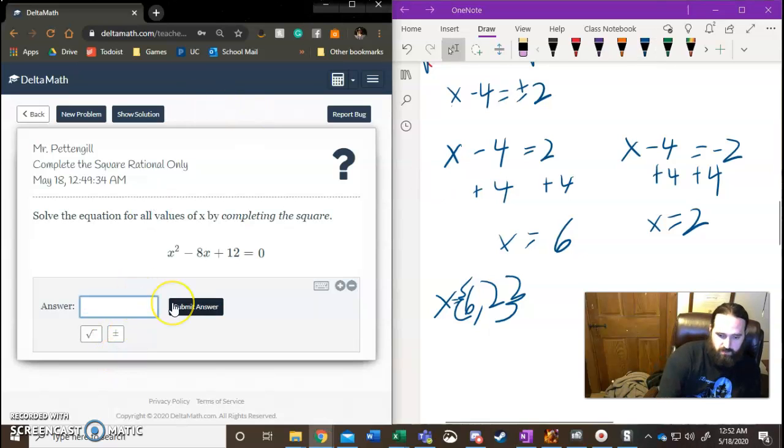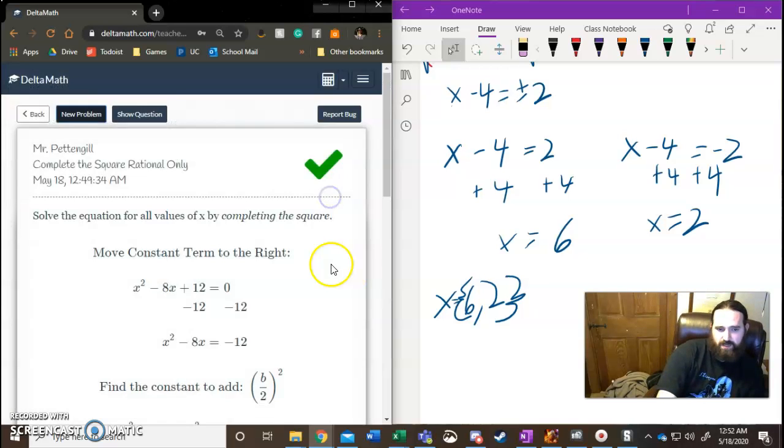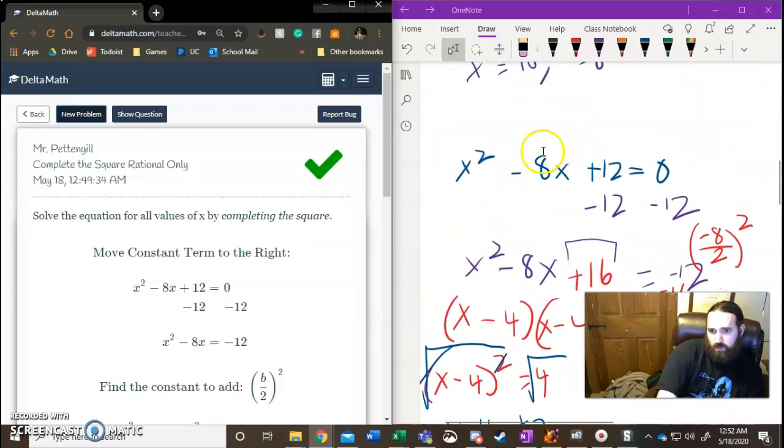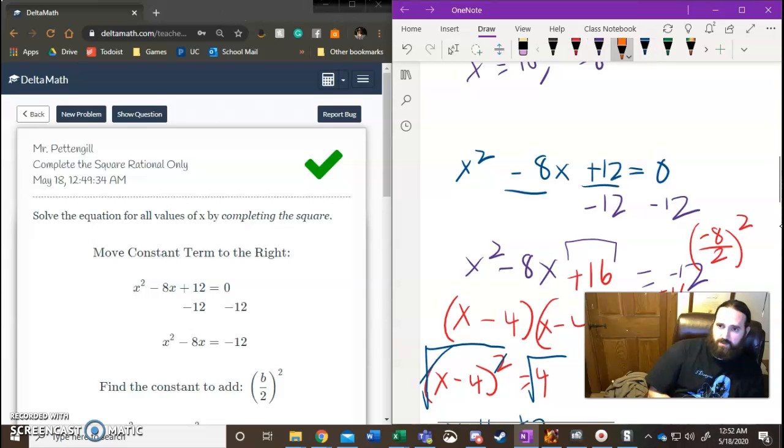So 6, comma 2, submit answer, yes. Like I, in the first place, went, hey, I have a negative 8 and I have a 12. I was looking at these in the first place, negative 8 and positive 12. I need two numbers that when added equal 8 and when multiplied equal 12. Well, 6 plus 2, 6 times 2, done. I had this solved in just a few moments.